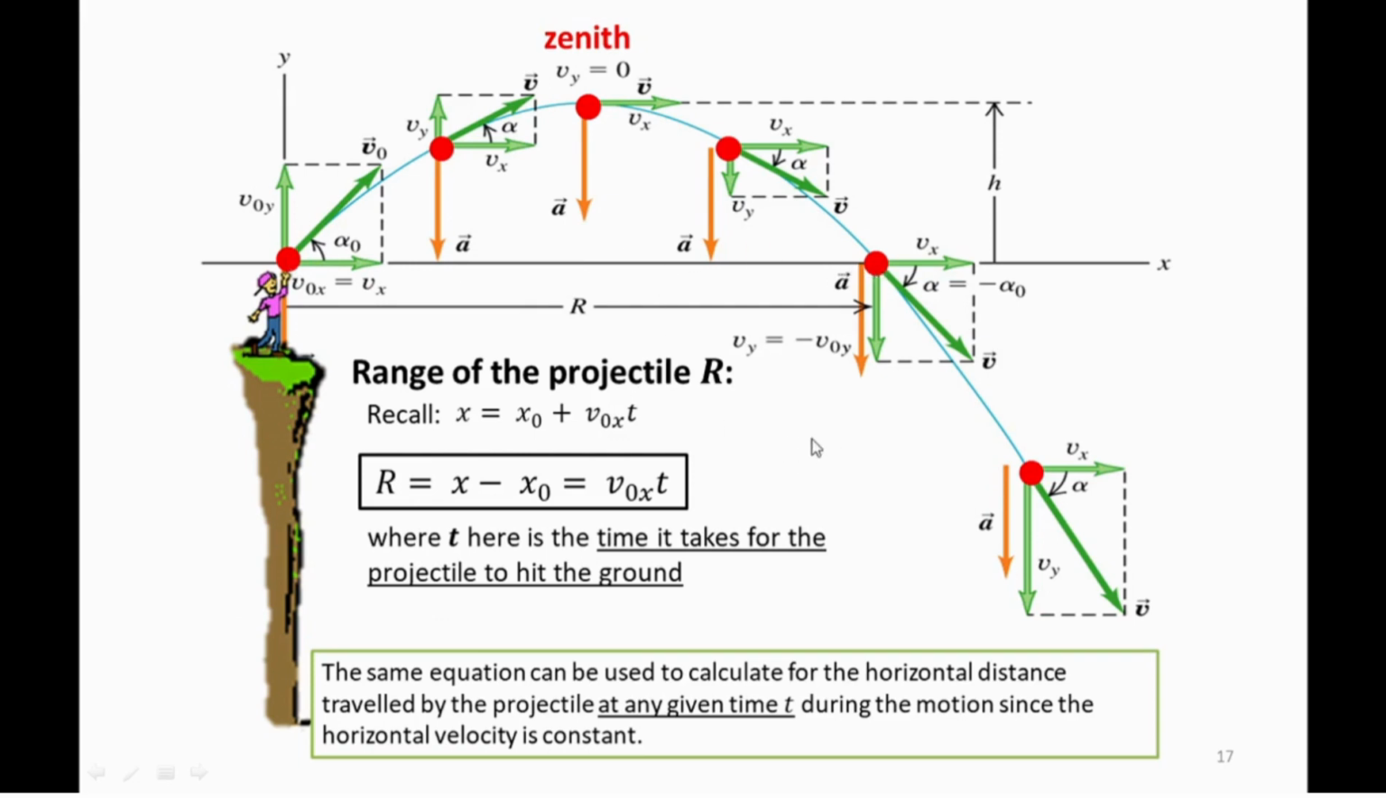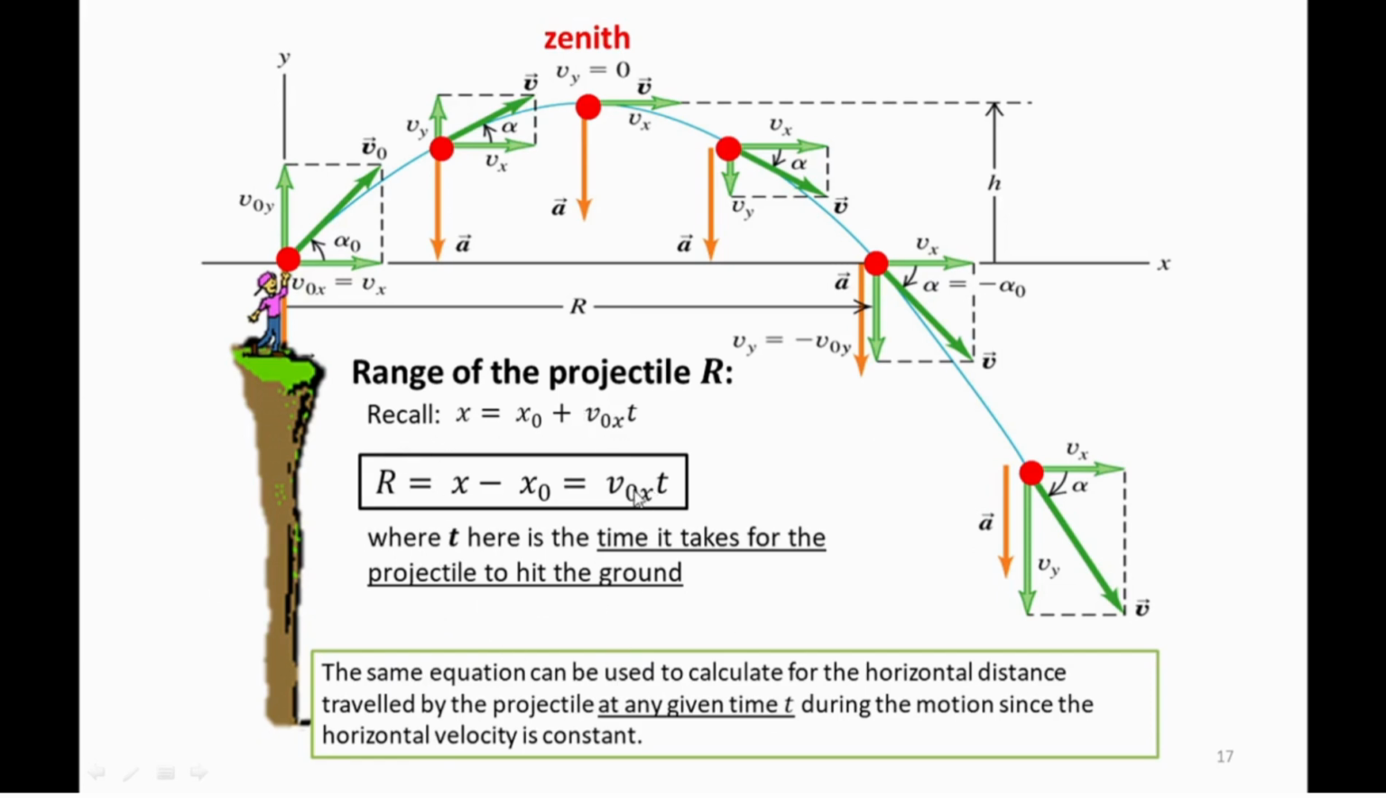So the range can simply be calculated using the horizontal kinematics equation for the projectile motion, which is this equation. So the range is just equal to the x component of the initial velocity times the time of the flight of the projectile, or the time it takes for the projectile to hit the ground. So the same equation can also be used to calculate the horizontal distance traveled by the projectile at any given time during the motion, since the horizontal velocity here is constant.